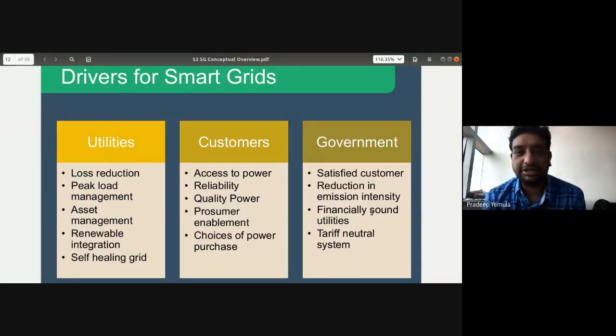So the utilities need loss reduction, peak load management, asset management, renewable integration, and self-healing. Whereas the customer needs access to power, reliability, quality, consumer enablement, and choice of purchase of power. And finally, the government wants satisfied customers, reduction in emission, financially sound utilities, and a tariff neutral system. These are some of the requirements. And in order to achieve these requirements, definitely smart grid is required.